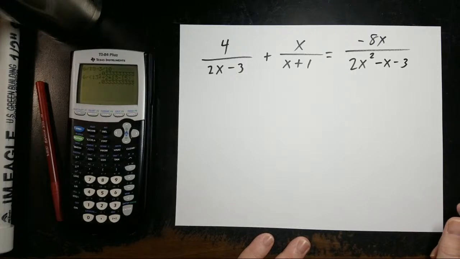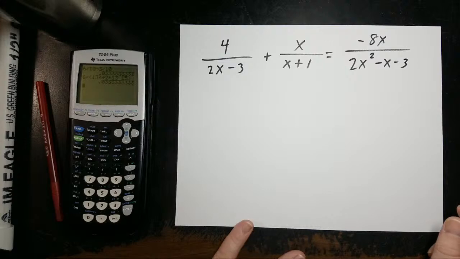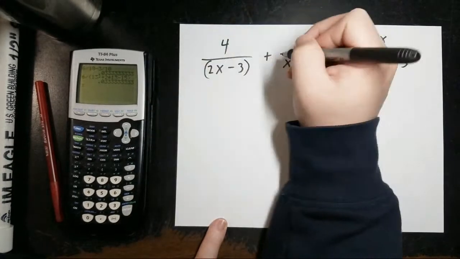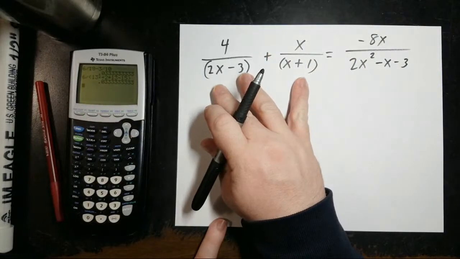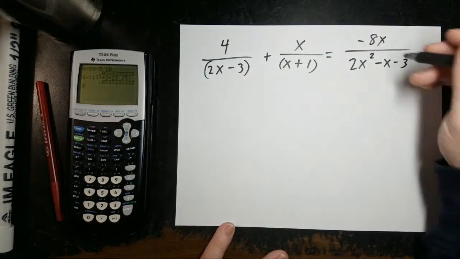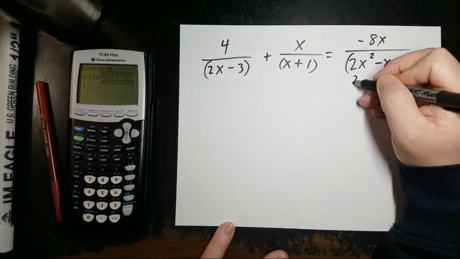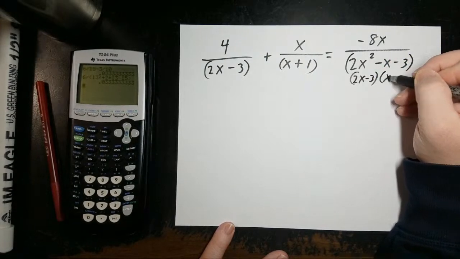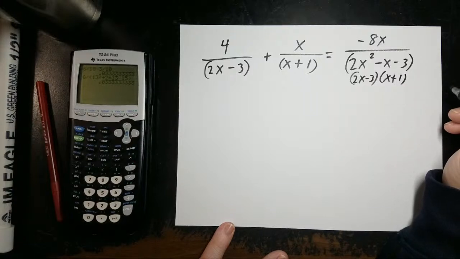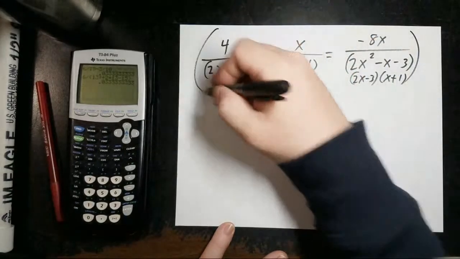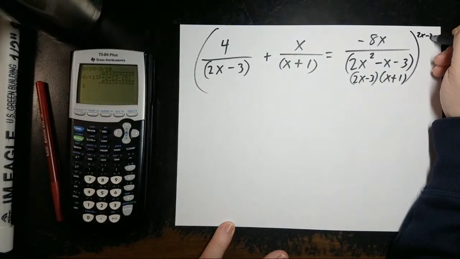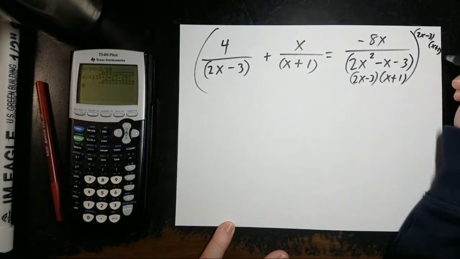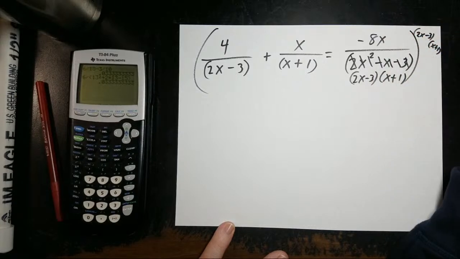Double check. Make sure I wrote that down correctly. Yes, we're good to go. Again, there's a fairly good chance that these two denominators are indeed what this factors into. You can check it. It does indeed work. Anyway, I'm going to multiply through the entire thing by 2x minus 3 and x plus 1, because that is the common denominator that we were looking for.